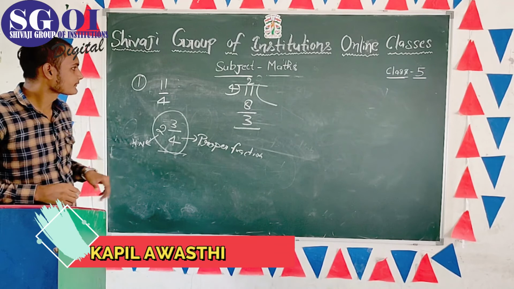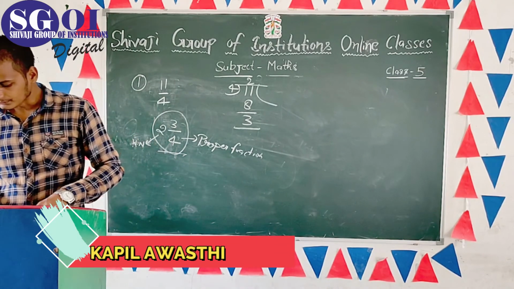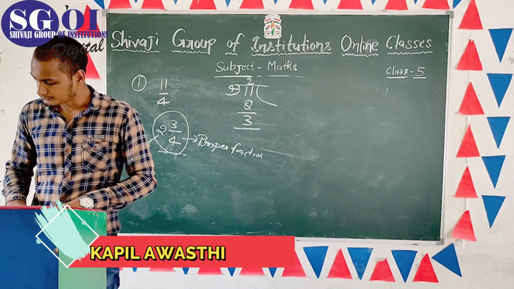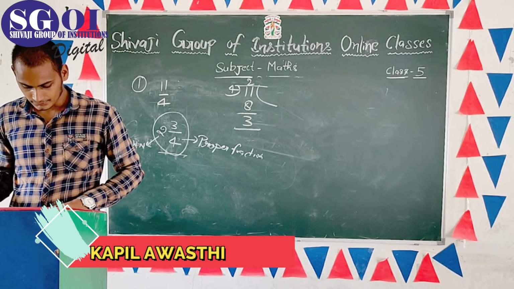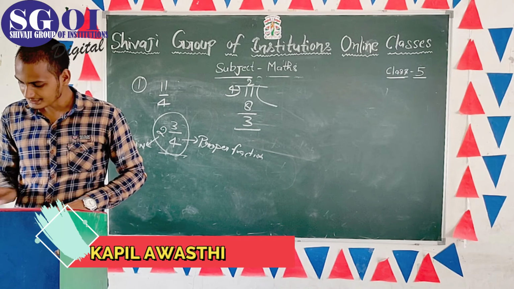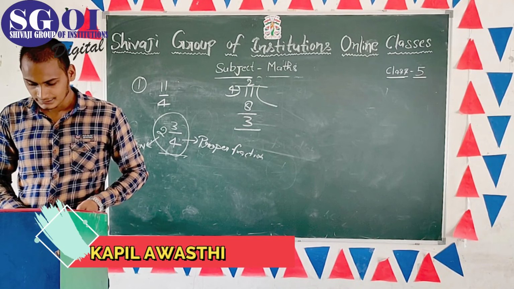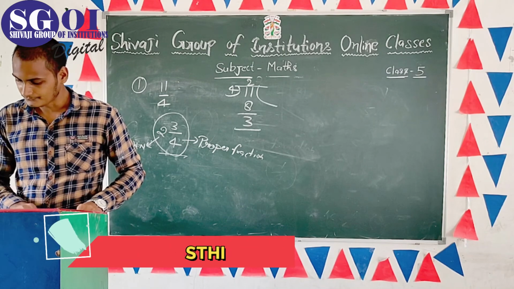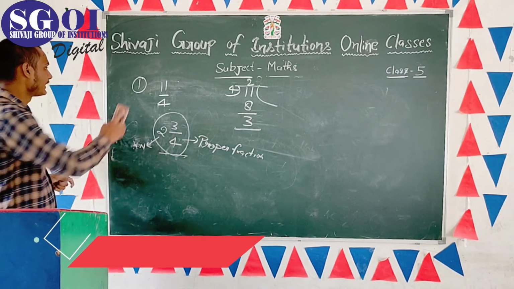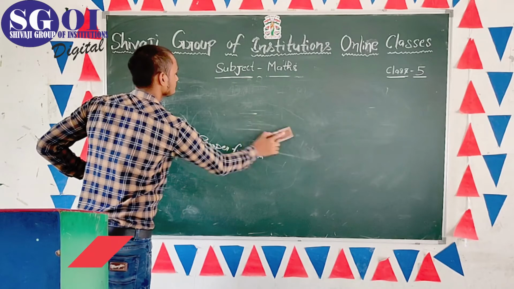Okay, friends. So question number 2 to 6, do these questions yourself. So students, your exercise 4B is finished, and next time we will start exercise 4C.